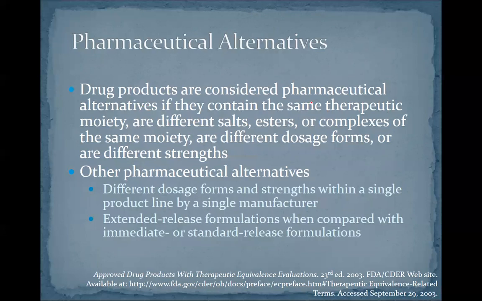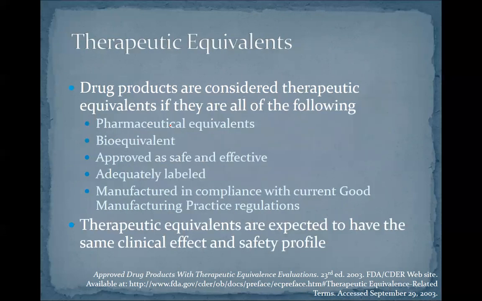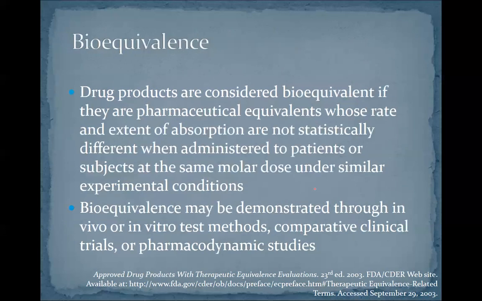Pharmaceutical alternatives are drugs that contain the same therapeutic moiety but have a different salt, ester, or complex of the same moiety, and are in different dosage forms. Therapeutic equivalent is a drug product that is pharmaceutically equivalent, bioequivalent, approved as safe and effective, adequately labeled, and manufactured in compliance with good manufacturing practice regulations.